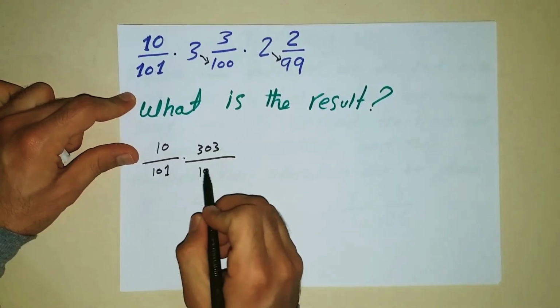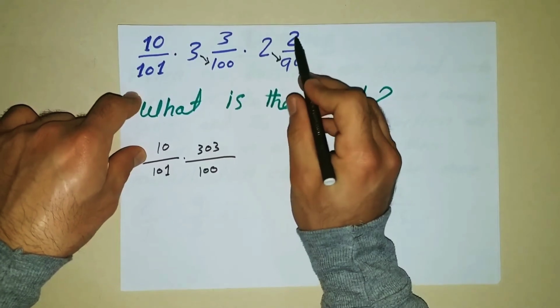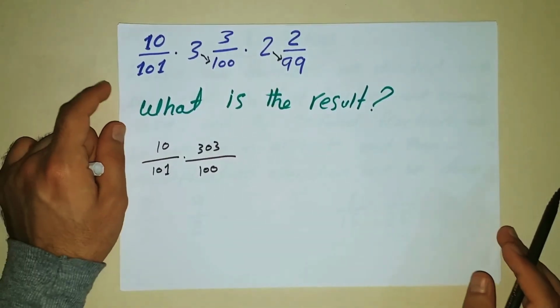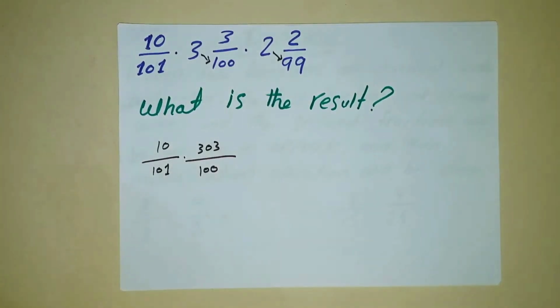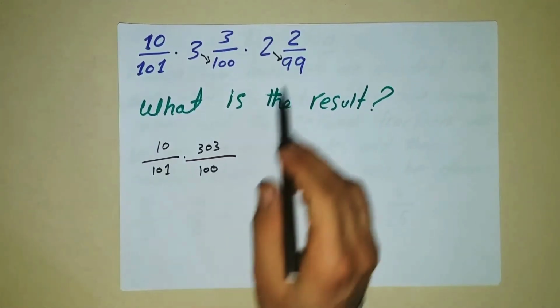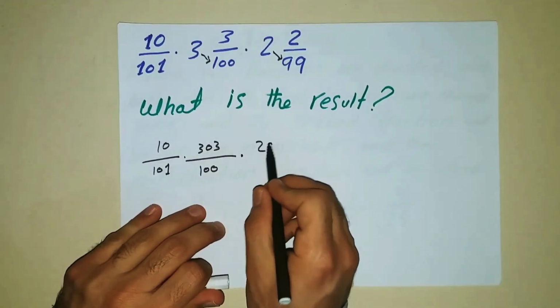The denominator will remain the same. I have to multiply this with 99 and add 2 in it. 99 multiplied by 2 will give me 198, and adding 2 it will be 200.